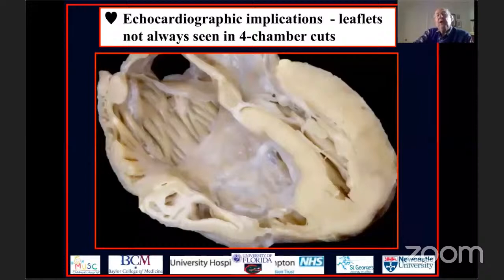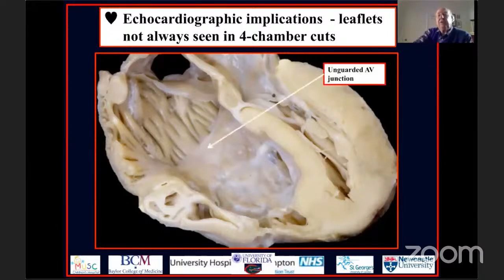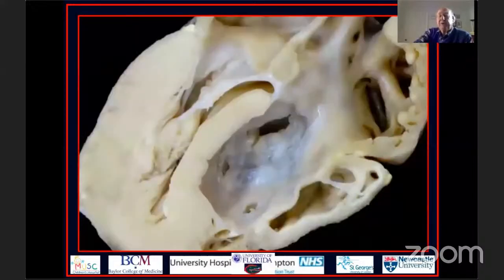And that is very important for you as echocardiographers, because if you take a 4-chamber cut through the heart, in many instances, you don't see the leaflets. And this gives you the impression that there is unguarding of the right atrioventricular junction. And to an extent, that is correct, because the leaflet tissue is no longer hinged at the atrioventricular junction.